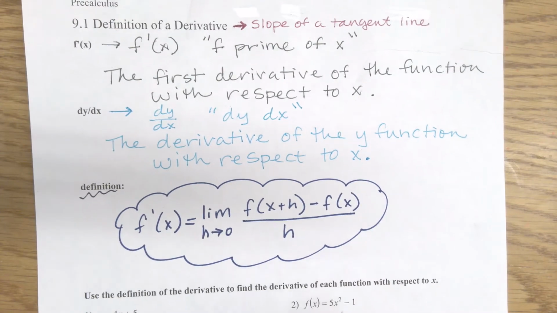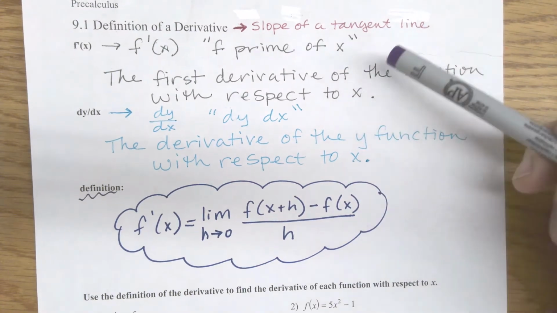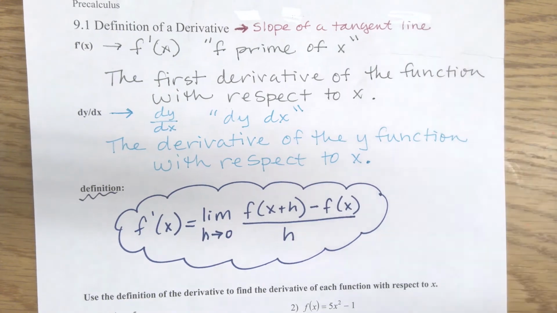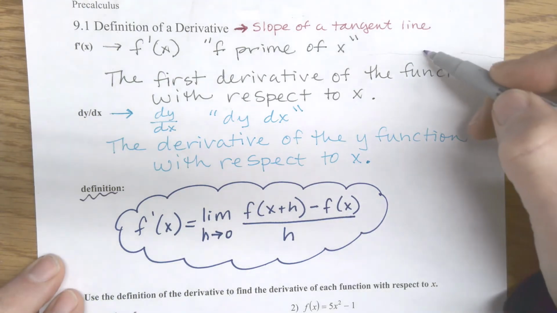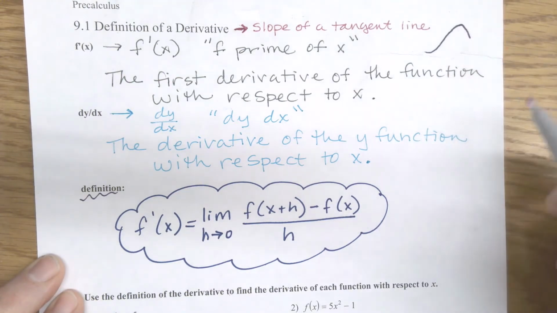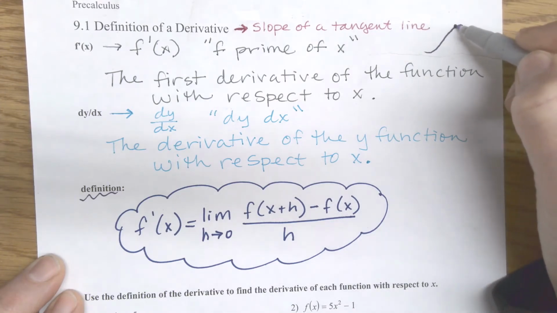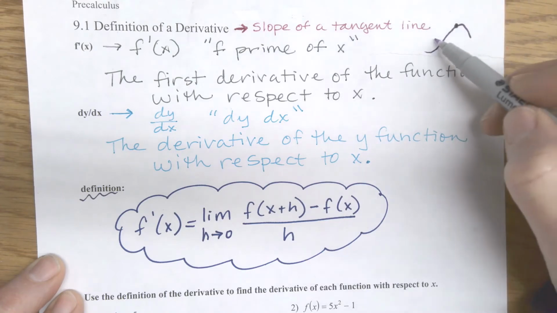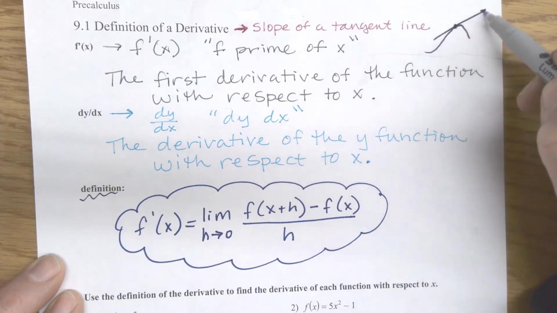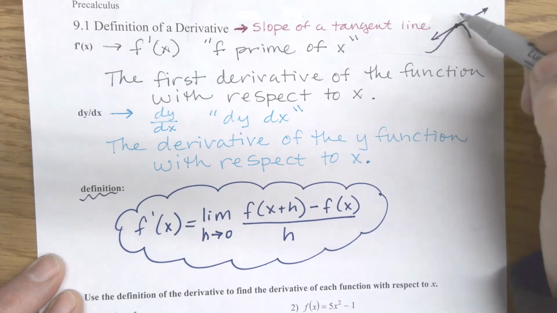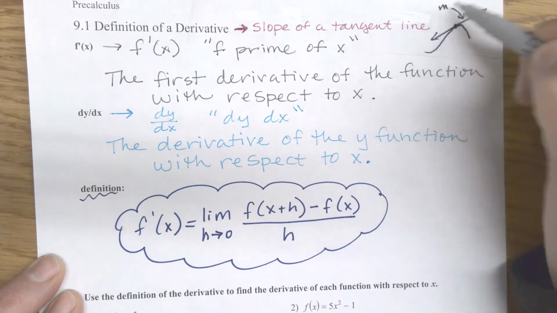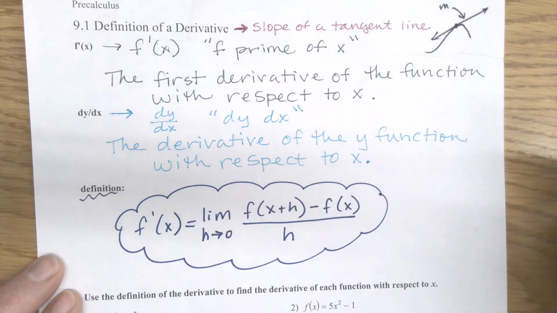So if you're ever asked to use the definition of derivative to find or to derive a function, that's what you're doing. So what is a derivative? The derivative is the slope of a tangent line. If you have a function, any old curve, a tangent line is a line that hits the function at one point. When we're finding our derivative, we're finding the slope of that line.